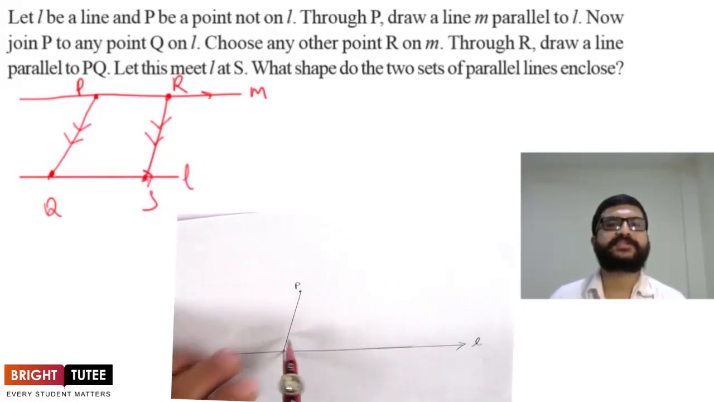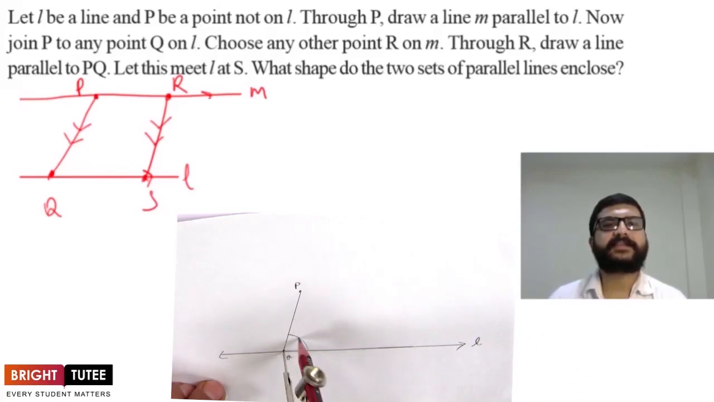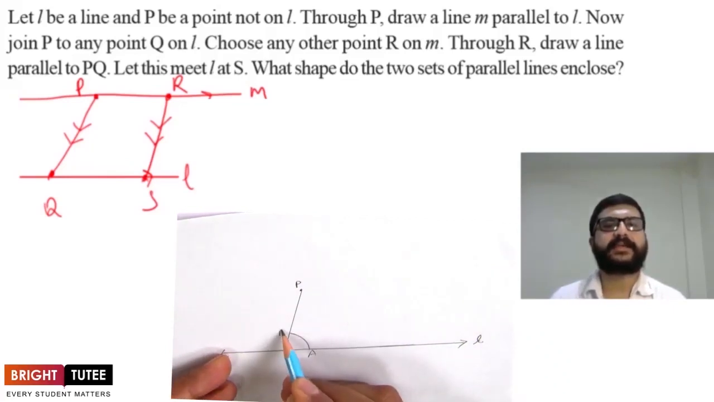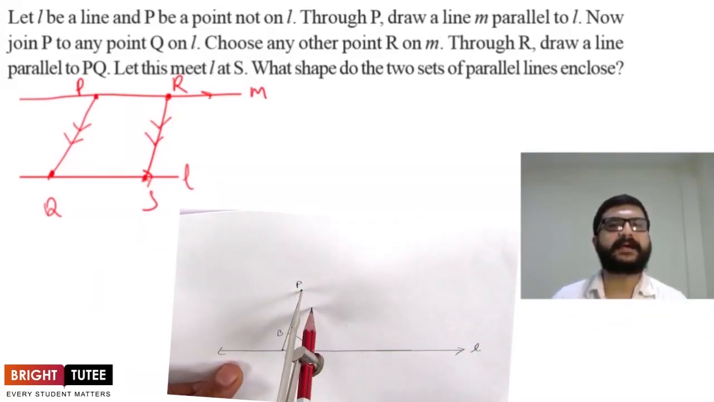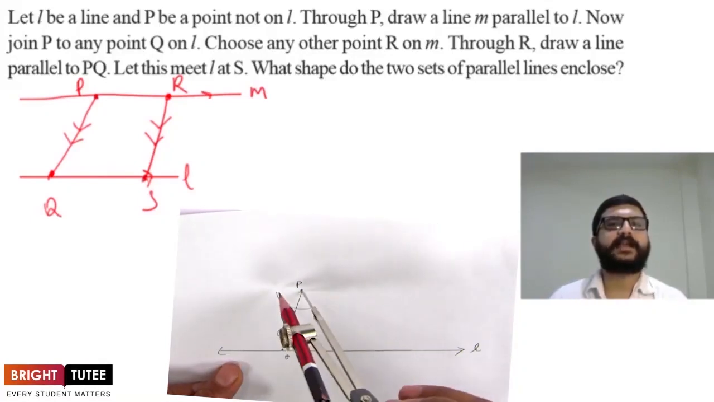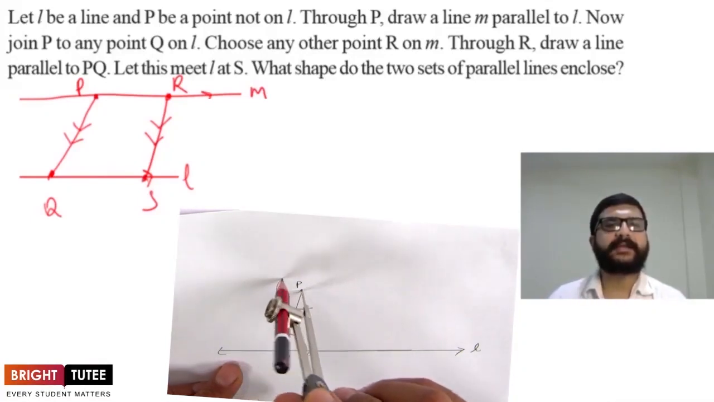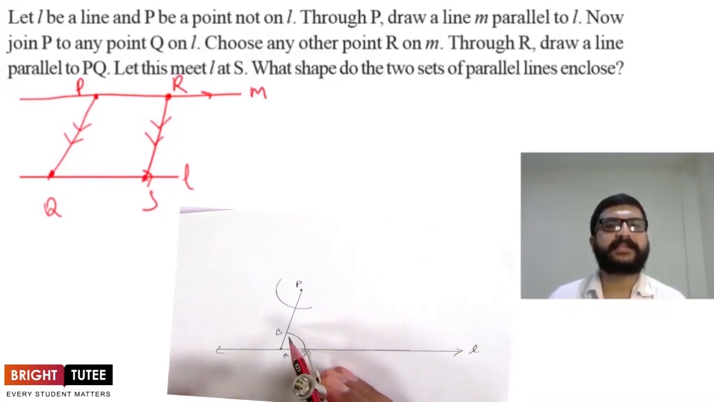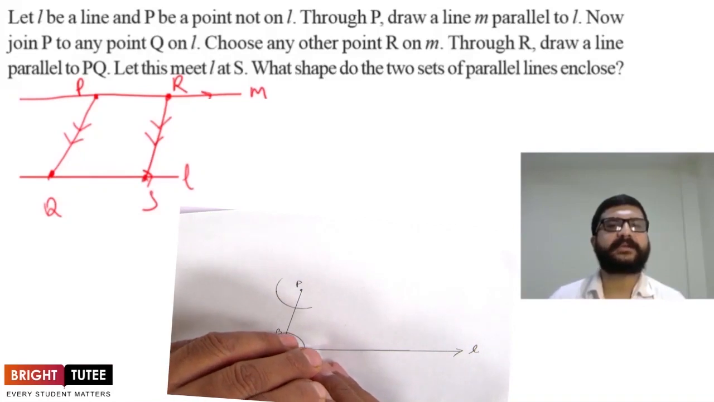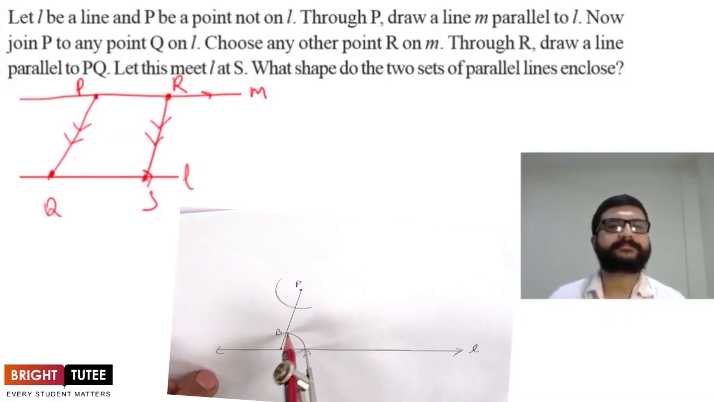Now the first step is we are joining PQ, and then with Q as a center make an arc with appropriate radius like this. Now here we have made one arc. Now with the same radius and P as a center make another arc. Now we have to keep the pointed end of the compass at this point, and the pencil end at this point. Let's say this is point A and this one is point B. Pointed end should be at A and pencil end should be at B.